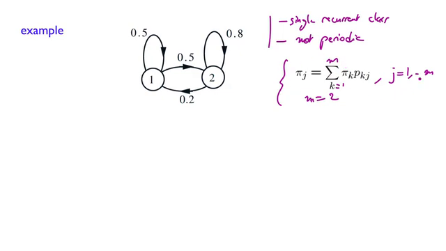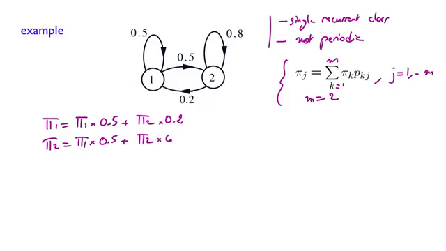So let us write this system and solve the system of linear equations for this example here. So what we have is pi 1 equals pi 1 times 0.5, plus pi 2 times 0.2. So that's the first equation that corresponds to j equals 1. Now for j equals 2, pi 2 equals pi 1 times 0.5 plus pi 2 times 0.8. So we have a system of two equations with two unknowns, pi 1 and pi 2.